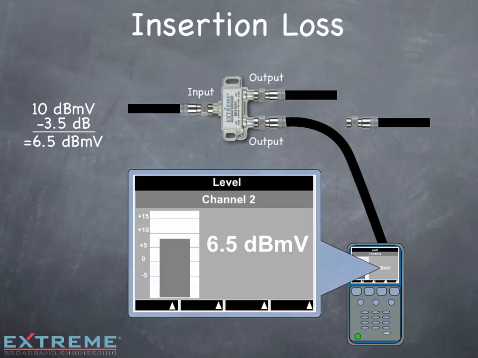When looking at the specifications of passive devices, the tolerance is normally plus or minus 1 dB, so a 1 dB variance would be normal. If we're testing a three-way, we'd expect a loss of 3.5 dB on one port and 7 dB on the other two. A four-way would expect 7 dB per port, and an 8-way 11 dB.